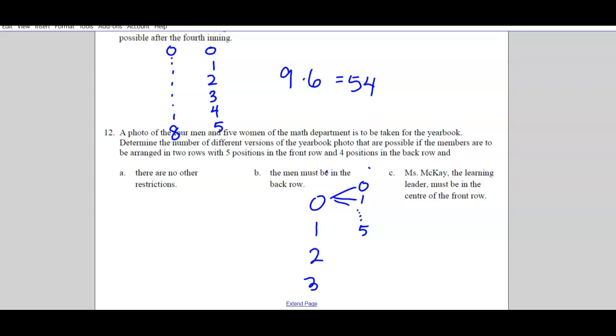Okay, so question 12. A photo of the 4 men and 5 women of the math department is to be taken for the yearbook. Determine the number of different versions of the photo. If members are to be arranged in 2 rows, 5 positions in the front row, 4 positions in the back row, no other restrictions. Doesn't matter that there's a front row and a back row.